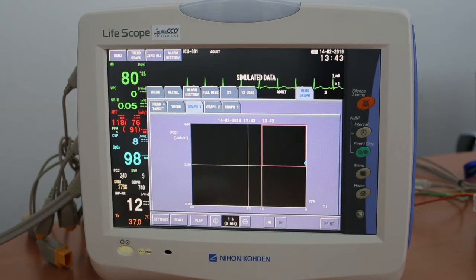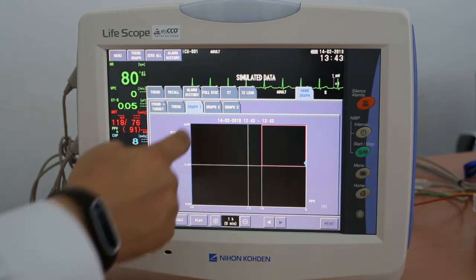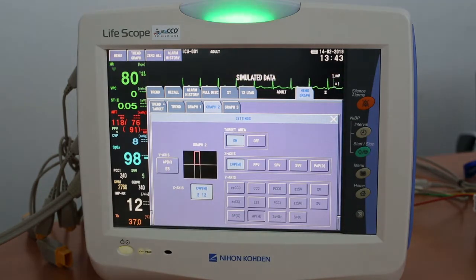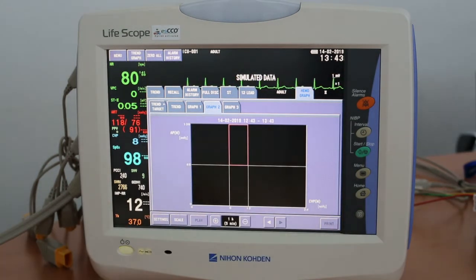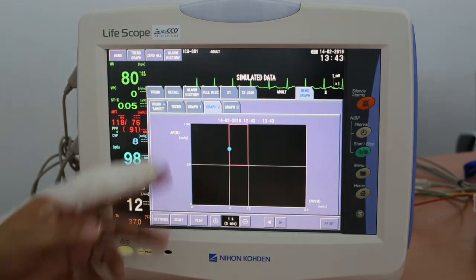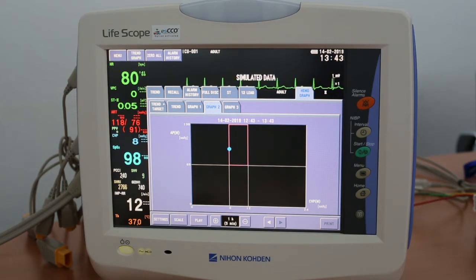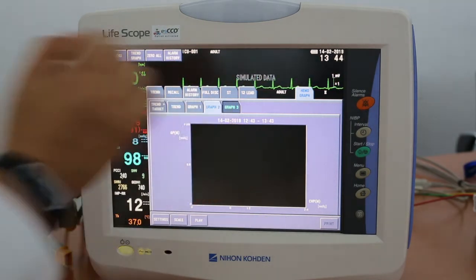As I mentioned, we can have up to 3 graphs. One is this one, and the second one is also flexible, like this. This is just an example. Sometimes doctors want to use the arterial pressure mean and also the CVP mean. It's kind of old style, but some doctors still want to use it for septic patients.